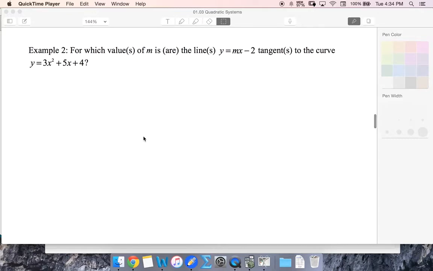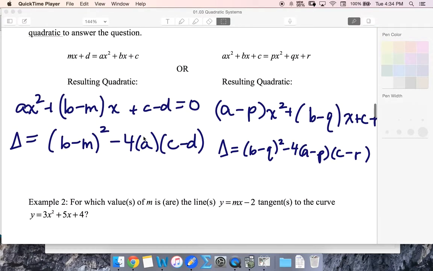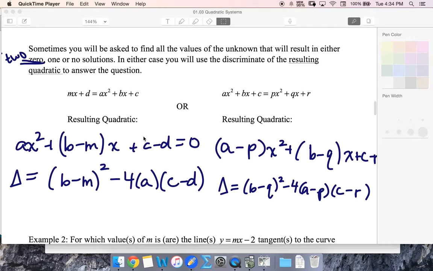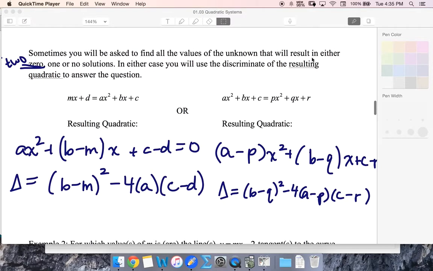So first of all, let's think about, I should have erased this. Well, I'll just talk about it. Sometimes we want to know whether we're going to have two, one, or no solutions. Zero or no solutions is the same thing. We're going to use the discriminant of the resulting quadratic.